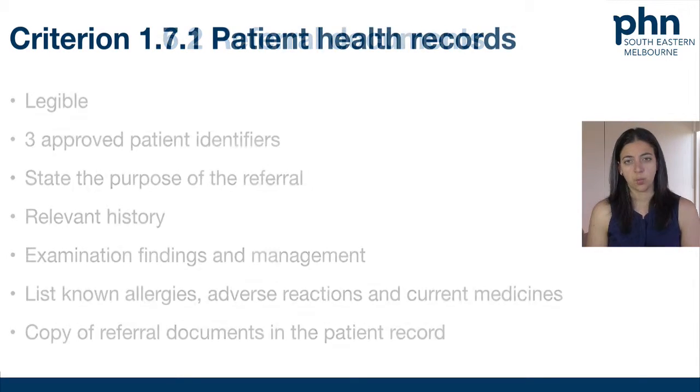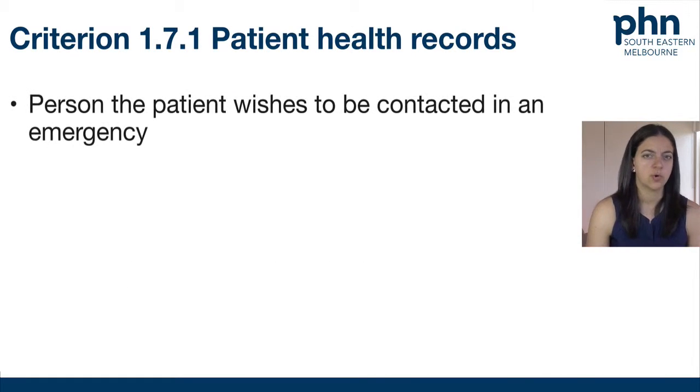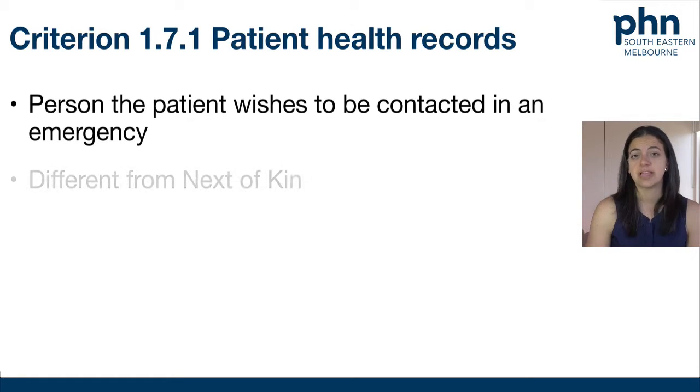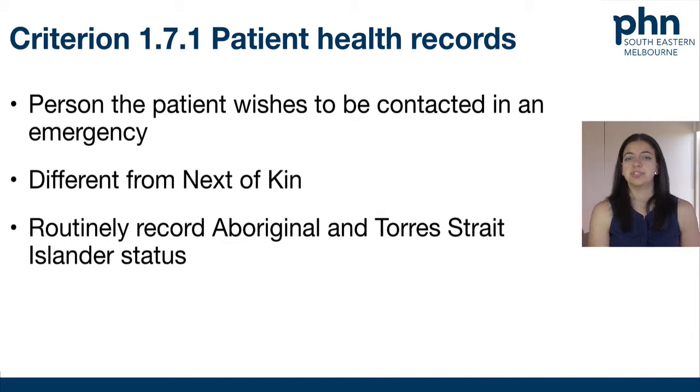Criterion 1.7.1, Patient Health Records. Your practice must demonstrate that you routinely record the person the patient wishes to be contacted in case of an emergency. Note that this is different from next of kin, so make sure your patient registration form is collecting emergency contact information as well. Your practice must be able to demonstrate that you routinely record Aboriginal and Torres Strait Islander status as part of your active patient records.